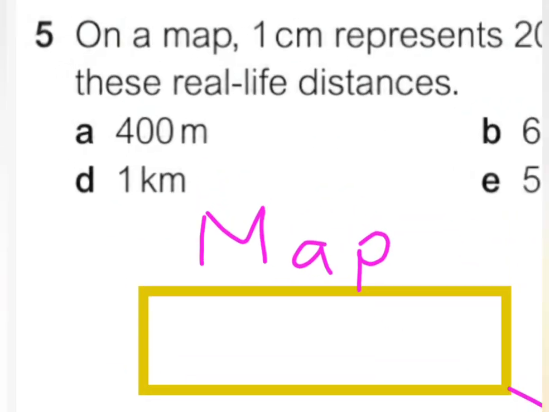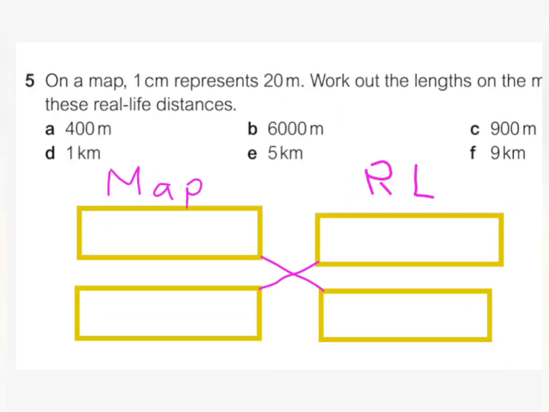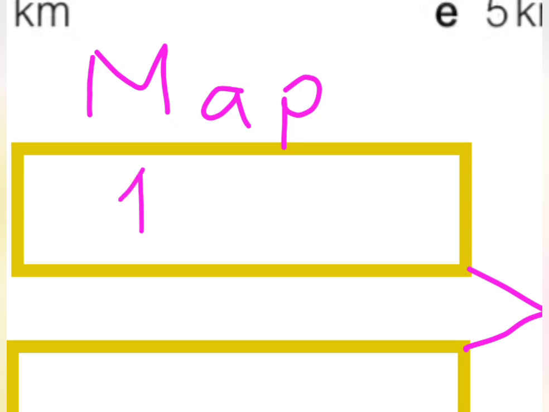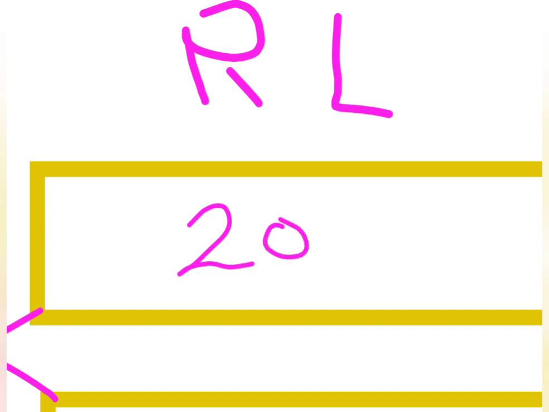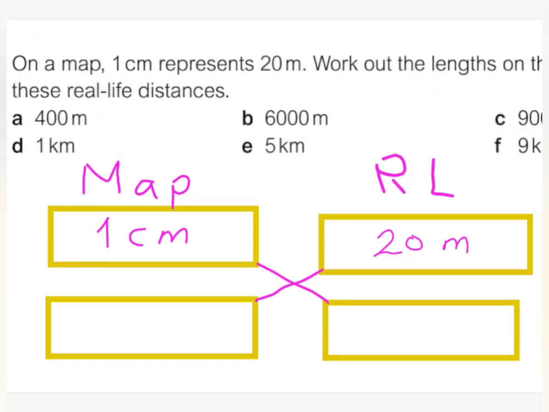Now let's work out the 400 meters and turn it into centimeters on the map. First thing I do, I take the scale that I have and I put it here. So 1 centimeter here represents 20 meters here. And I have to use the units and I have to keep them the same. For example, if I want to write something here, it has to be in meters. And if I want to write something here, it has to be in centimeters. That's why scales are very important in keeping the units the same when we use the X method.